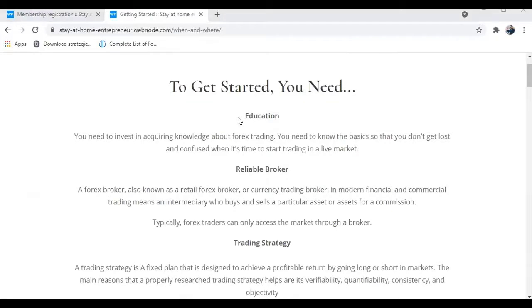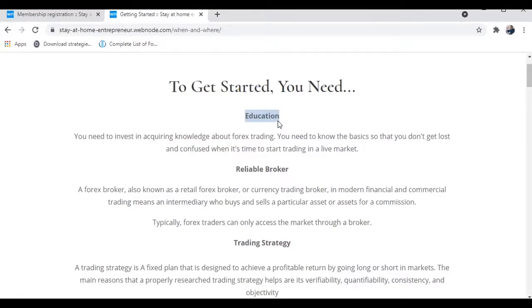The first thing that you need to do before you do anything is get the education. You need to do your research and understand what Forex trading is. When somebody talks about Forex trading, you need to understand that this is an online market where you buy and sell currencies. You need to make sure that you understand that very clearly.